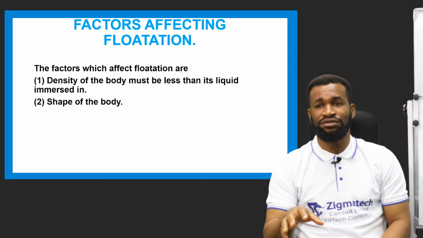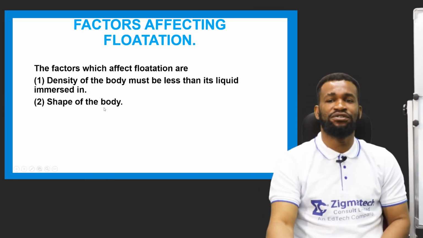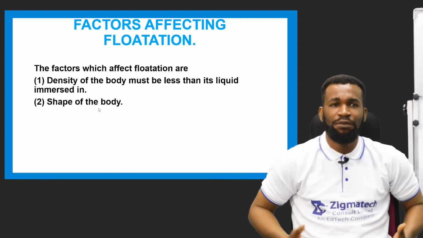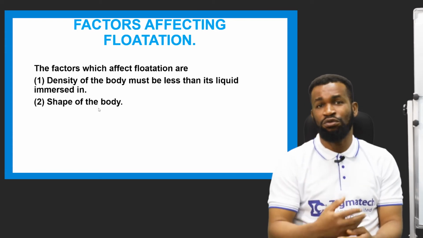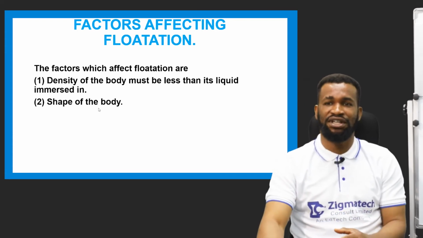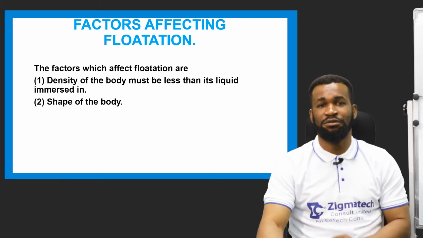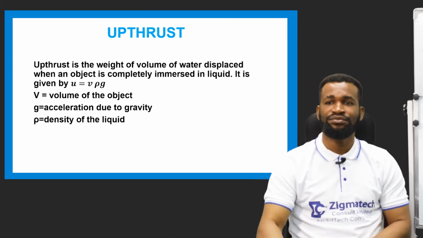Another condition for flotation is the shape of the body. That is why ships or canoes are shaped in that manner, so that they will be able to displace their own weight whenever they are immersed in a liquid. And these are two conditions which have led to this improvement in aquatic transportation, or water transportation.